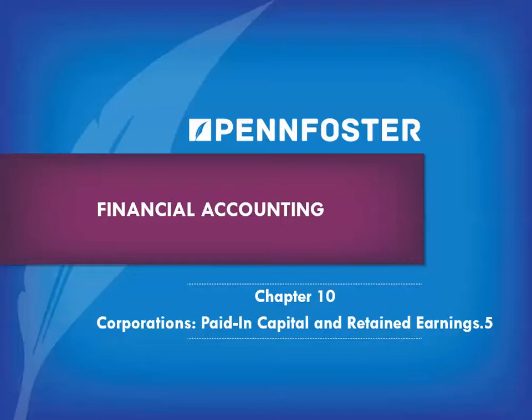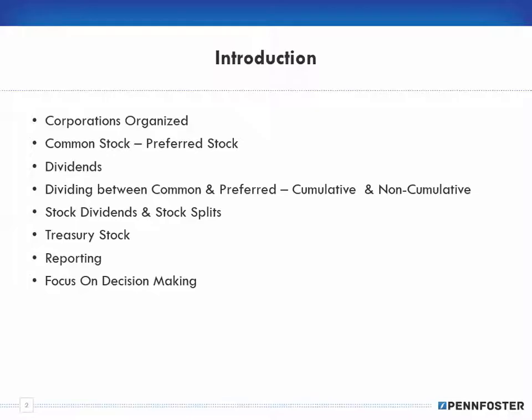And in this series of videos, we are working on the theory for Chapter 10, which is on corporations, paid-in capital, and retained earnings. And so far, we had covered in previous videos how a corporation is organized. We had talked about when it's organized, the creation of common stock and preferred stock, and then we talked about dividends and how the dividends are divided amongst the common and preferred, using the ideas of cumulative and non-cumulative.